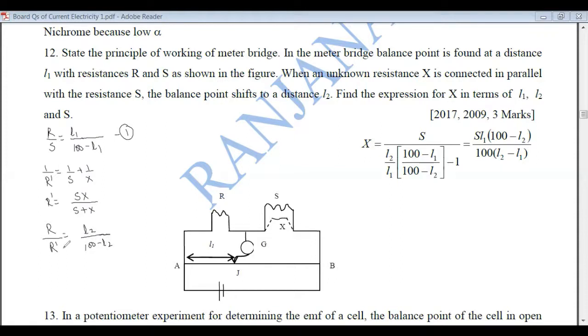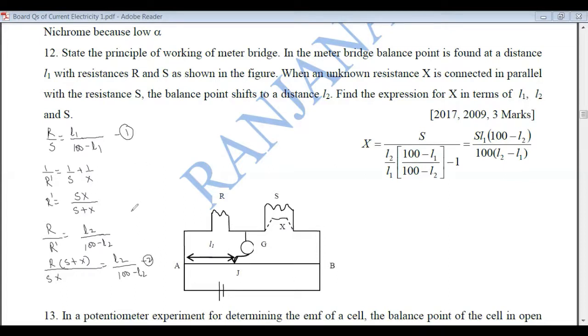Now let's substitute this R dash. R upon S into X, this S plus X will come in the numerator, equals L2 upon 100 minus L2. Let this be equation number 2.